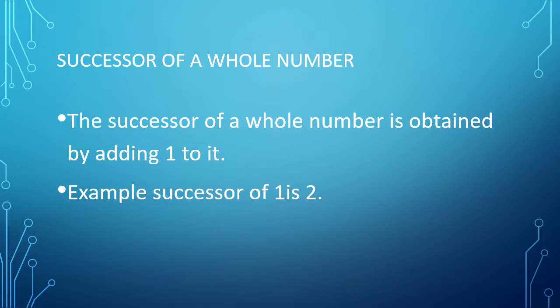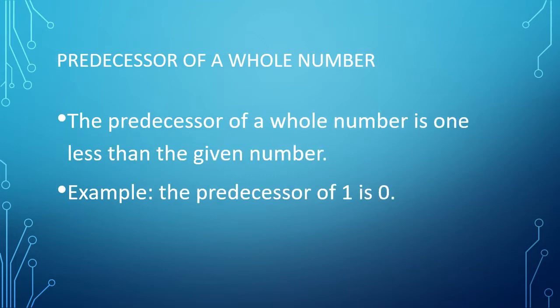Successor of a whole number. The successor of a whole number is obtained by adding 1 to it. Example, successor of 1 is 2. Predecessor of a whole number. The predecessor of a whole number is 1 less than the given number. Example, the predecessor of 1 is 0.